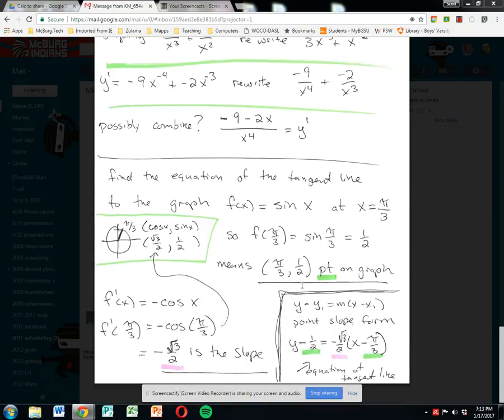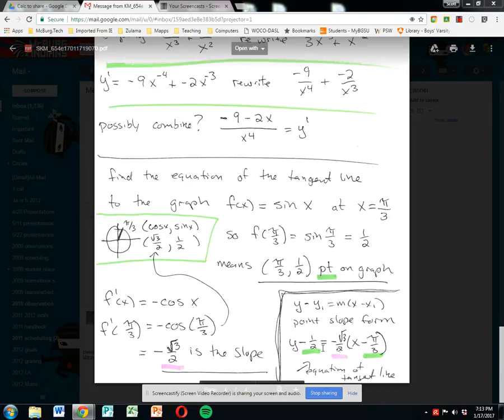Last but not least, what if we want to find the equation of a tangent line? We're going to pick the graph f of x equals sine x, and the x value x equals pi over 3. First of all, to find the equation of a tangent line, we need a point on the tangent line and the slope of the tangent line. Let's tackle the point first because it's the easier of the two. A point is simply plugging the x value, pi over 3, into the original function to get a y value. As we see from the graph, the sine of pi over 3 is equal to 1/2. So pi over 3 comma 1/2 is a point on the graph.